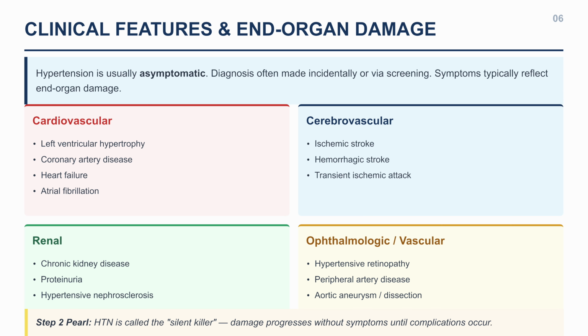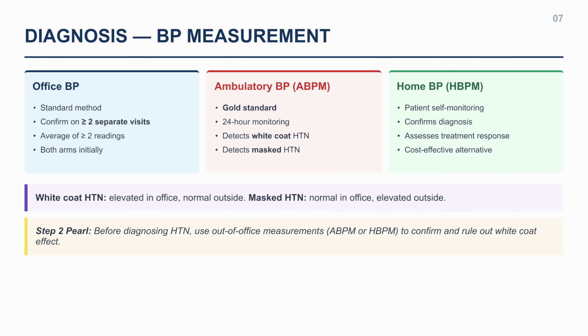Step 2 Pearl. Because hypertension is silent, regular screening and early treatment are essential to prevent irreversible end organ damage. There are 3 main ways to measure blood pressure for diagnosis. First, office blood pressure. This is the standard initial method. Diagnosis requires confirmation on 2 or more separate visits, using the average of 2 or more readings. Measure both arms on the first visit.